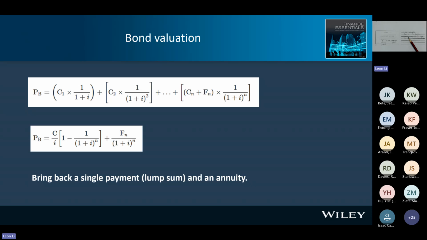And the concept I remember is here: given any 4 of them, we may get the 5th. So now we would like to know the bond price. Given the coupon, market rate, number of periods, and the face value, we may know PB. So we bring a single payment, the lump sum payment, and the annuity to today to have the bond value.